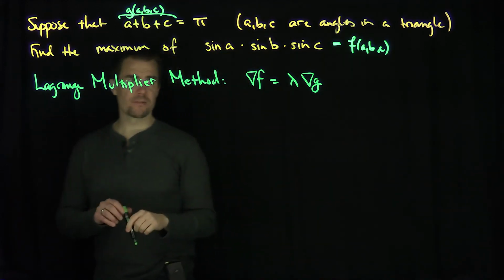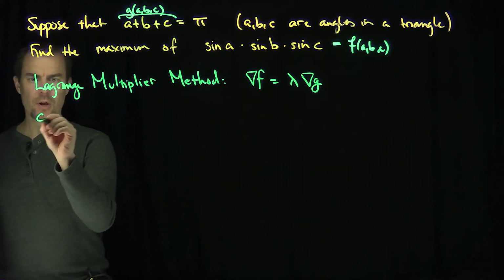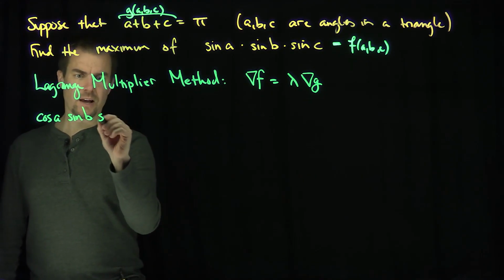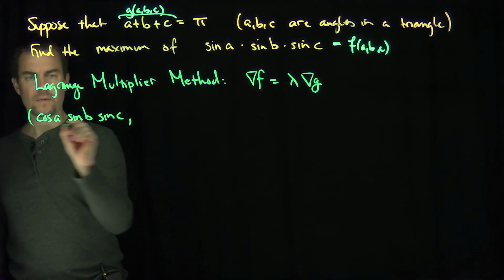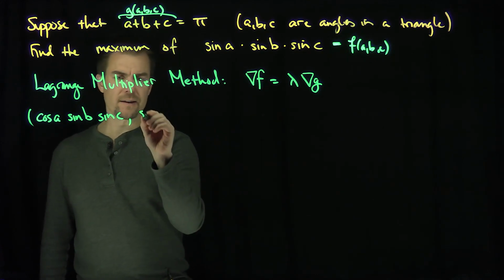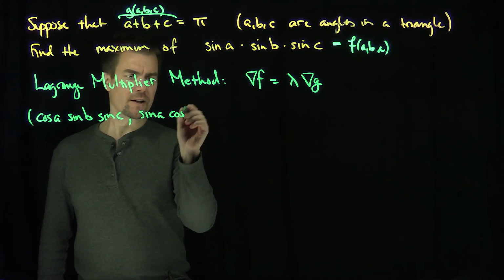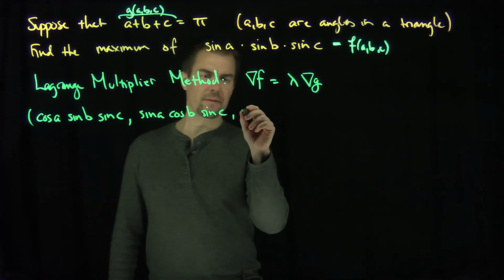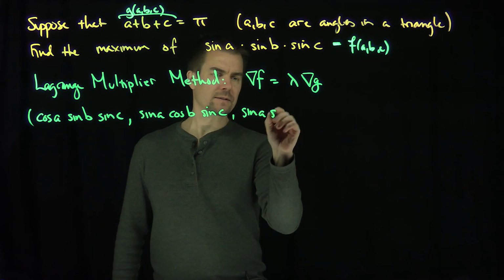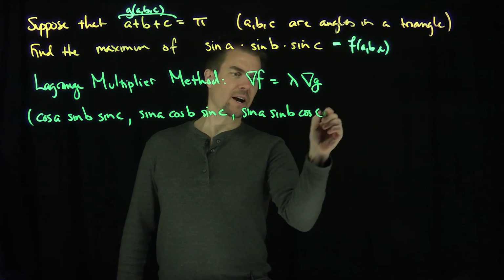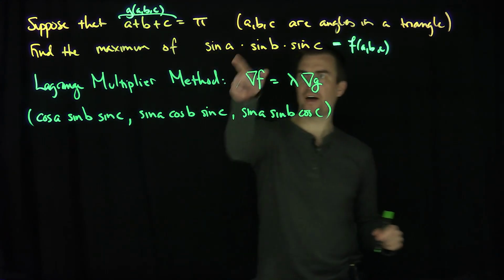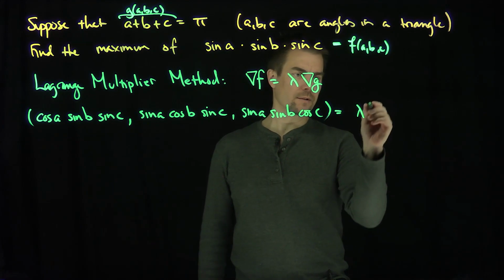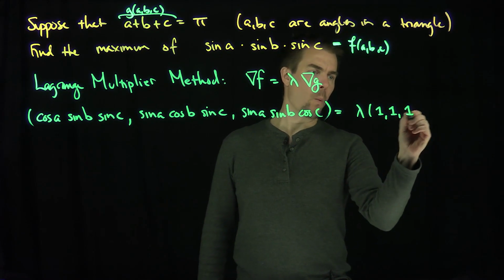So let's compute the gradient of f. The gradient of f is going to be cosine of A, sine of B, sine of C, and then sine of A, cosine of B, sine of C, and then finally sine of A, sine of B, cosine of C. That's my gradient of f. And now my gradient of g is just going to be lambda times 1, 1, 1.